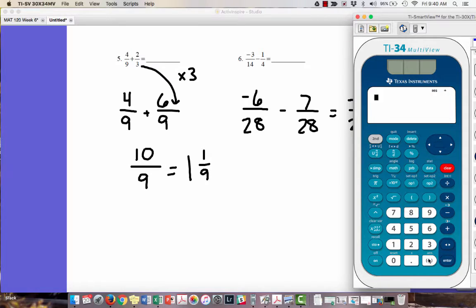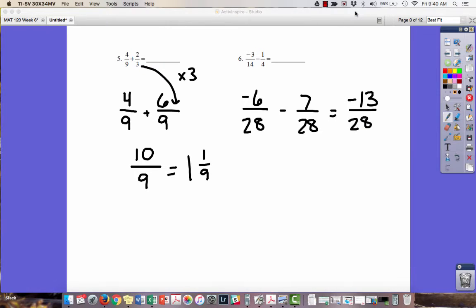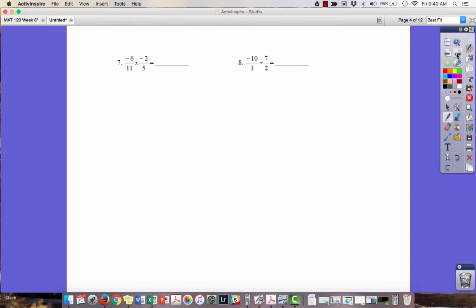Then for this one, I'd say negative 3, and make sure you use the negative sign, not the subtraction sign. And then it's 14 on the bottom, and get out of that and say minus 1/4. And I get negative 13 over 28, which is what we had for that one. So yes, you can just type them in your calculator, but I want to make sure that we at least kind of cover how to do them by hand.